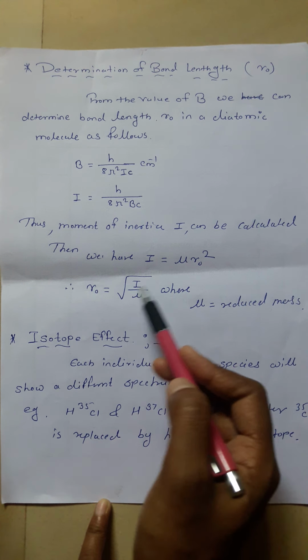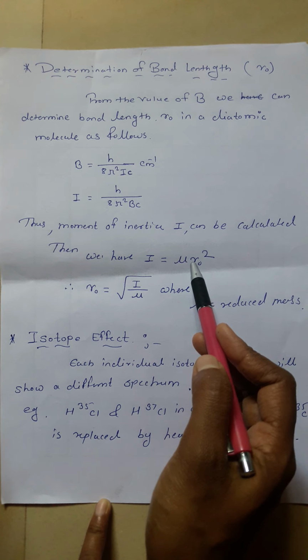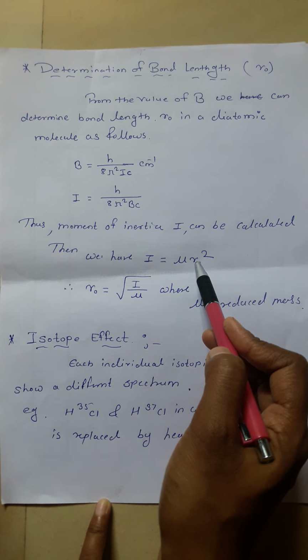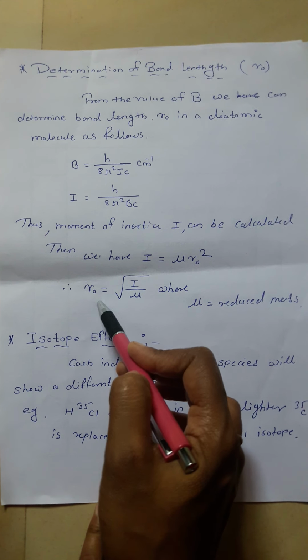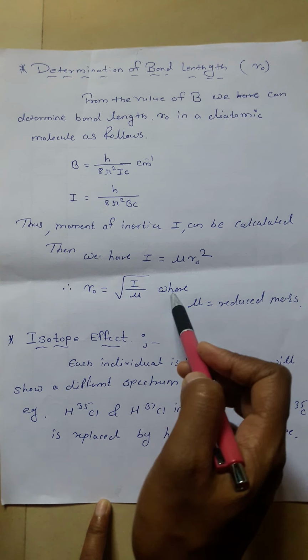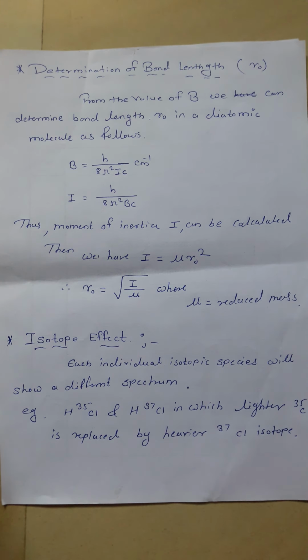Understand? Then R0 is equal to the square root, because here we have R0 square and here R0. So R0 is equal to square root of I upon mu, where mu is the reduced mass.